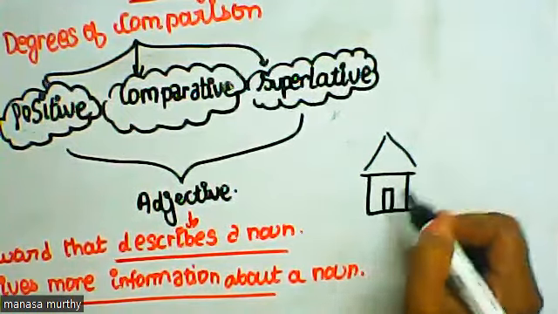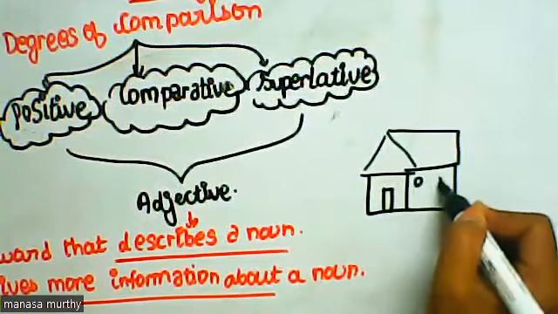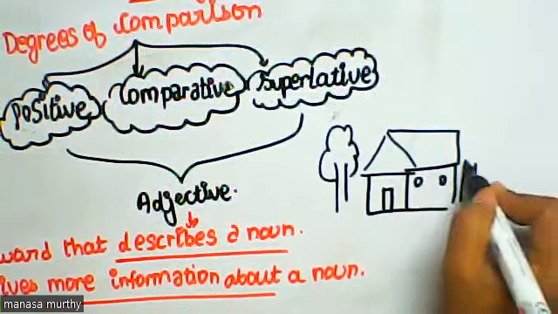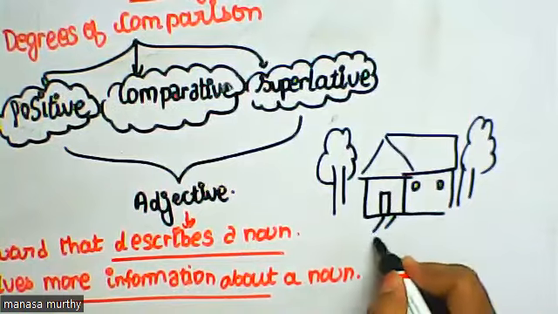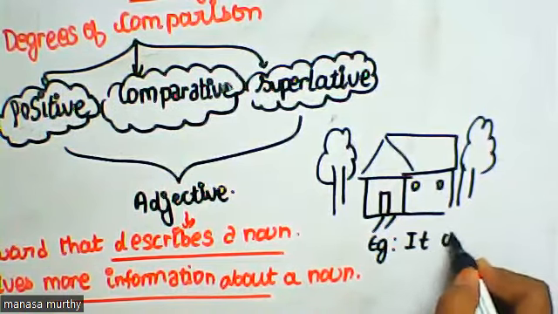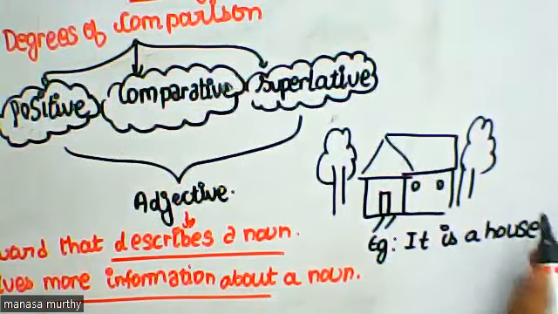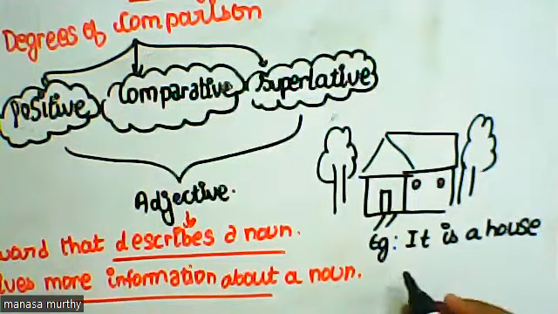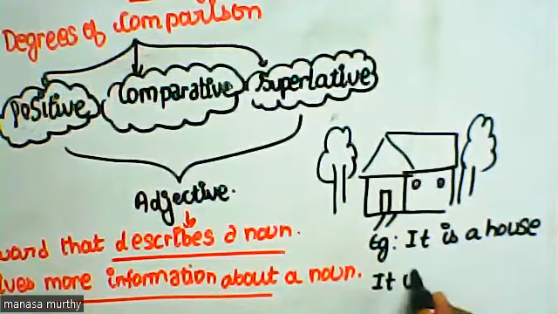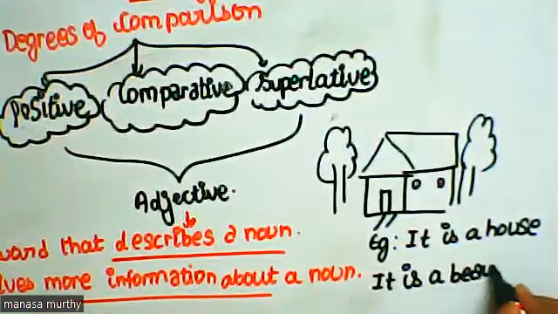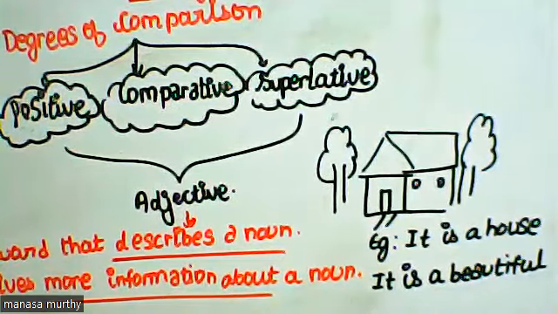For example, I draw this house. How will I tell? It is a house. Suppose I write the same sentence like this: It is a beautiful house. When we are walking on the road, we come across a beautiful house. You will tell your friend, right? I saw a beautiful house while going home. So it is a beautiful house.